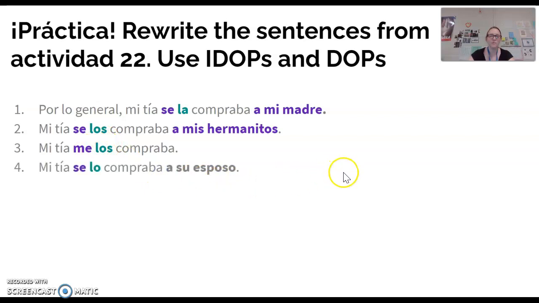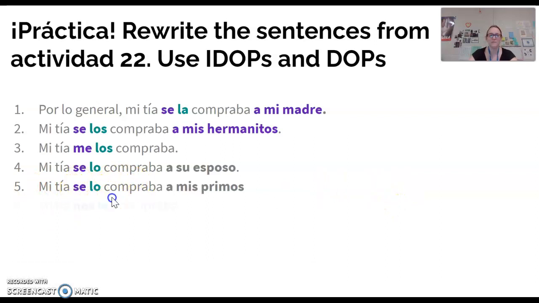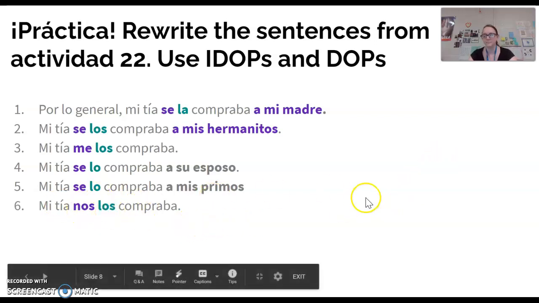Mi tía se lo compraba a su esposo. My aunt would buy it for him. Mi tía se lo compraba a mis primos. My aunt would buy it for them. And mi tía nos los compraba. My aunt would buy them for us.